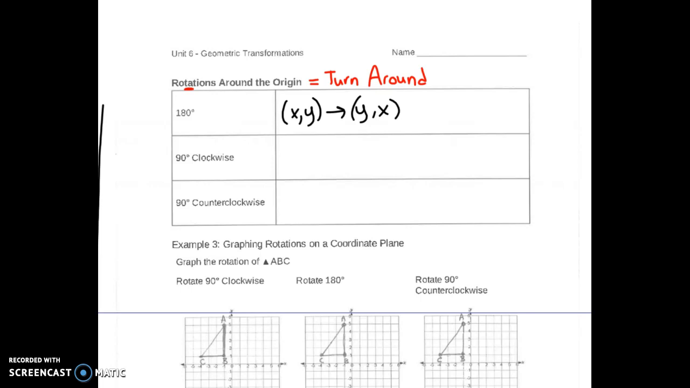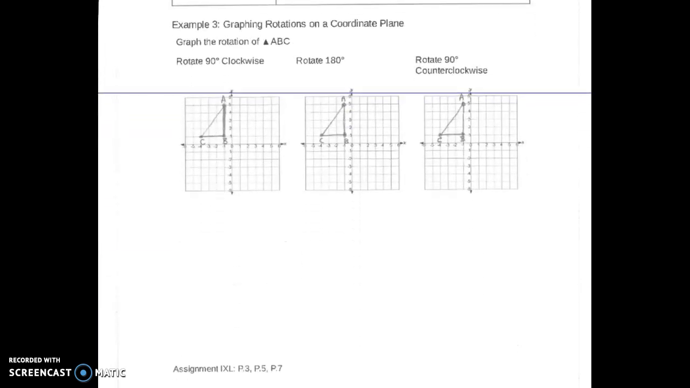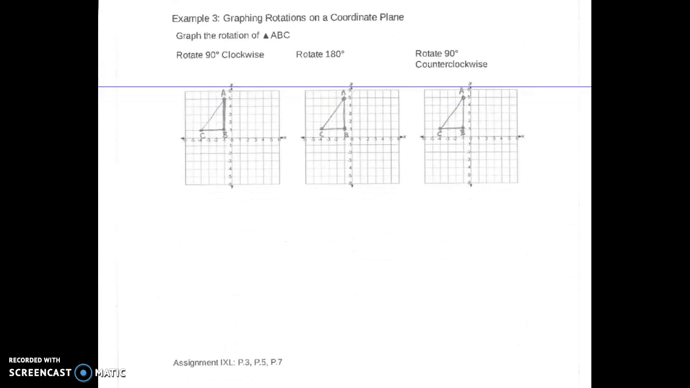90 degrees clockwise is XY becomes Y negative X. So we're changing the order, and then we're changing the sign of the X. The last one, XY, is going to become negative YX. We're changing the order and then changing the sign of the Y this time. On these, I made it easy. I've done the same triangle on all three of these.